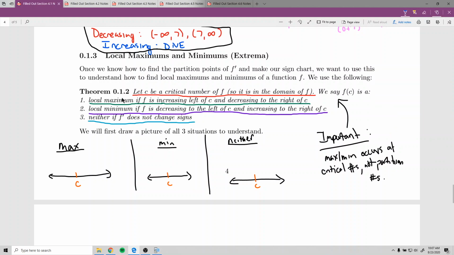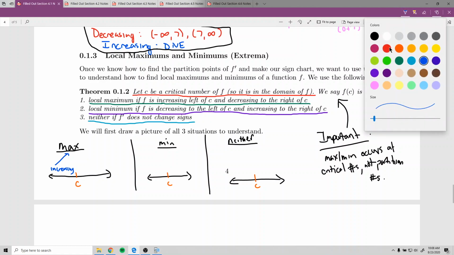All right, so for the maximum, it says if it's increasing to the left and decreasing to the right. Well, if it's increasing over here, what I like to do is draw what that means as the graph. We don't know the specific shape, but we know increasing means as we move to the right, it's going up. So it looks something like this.